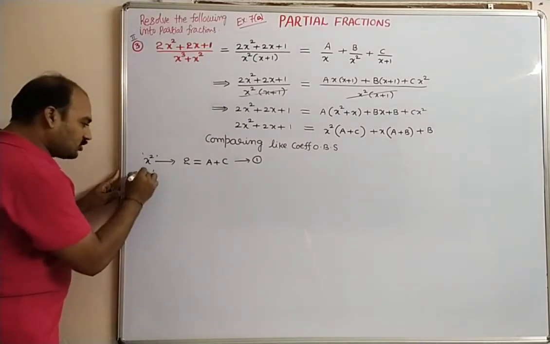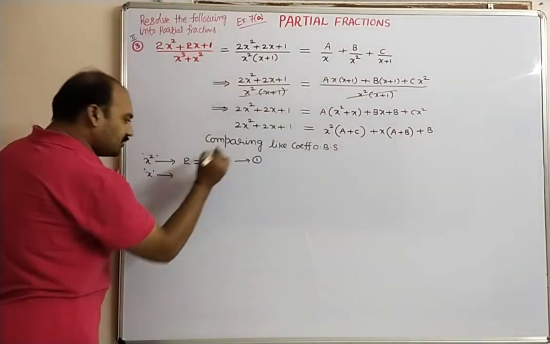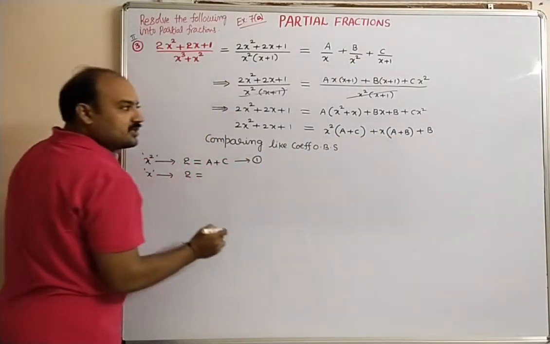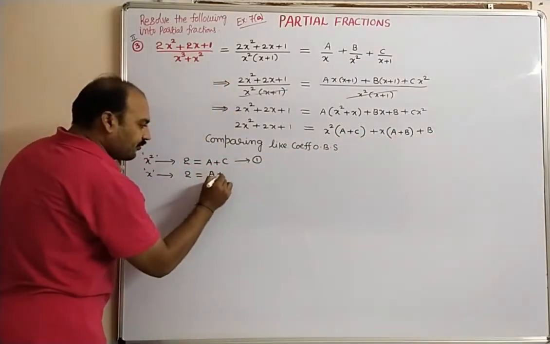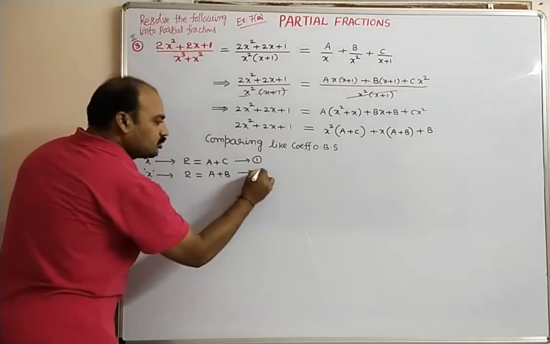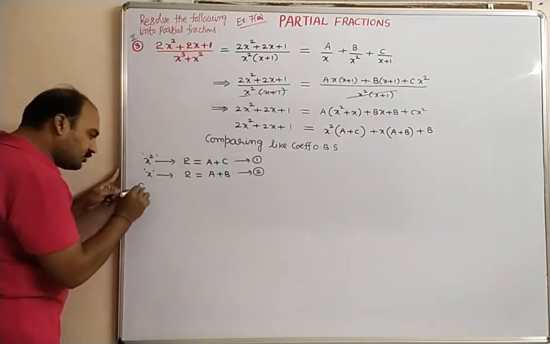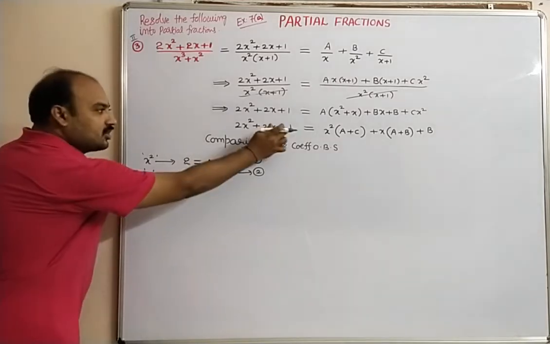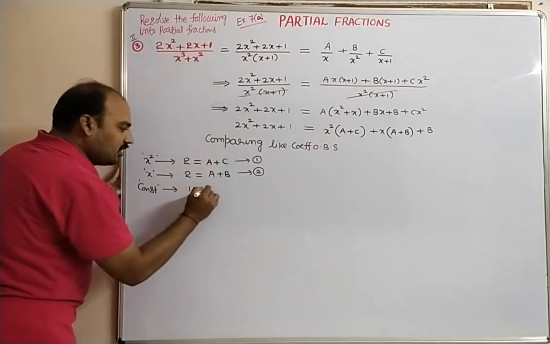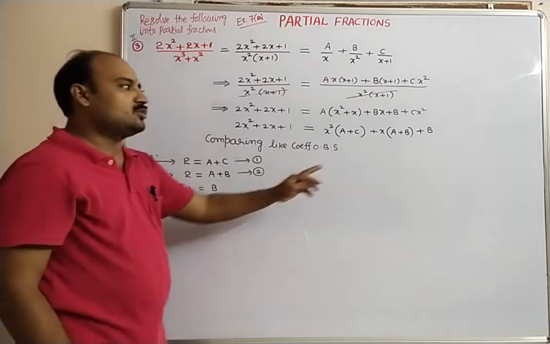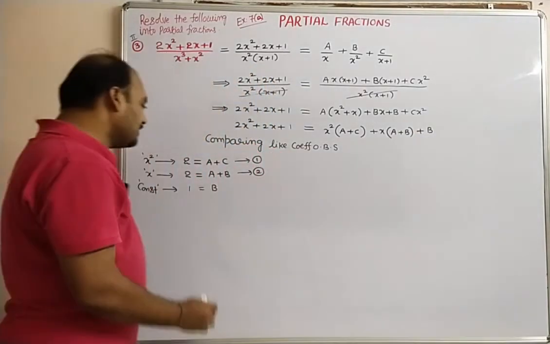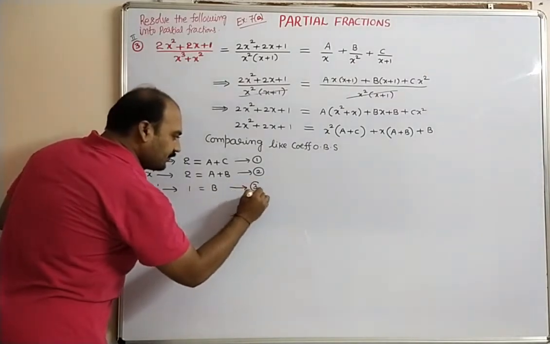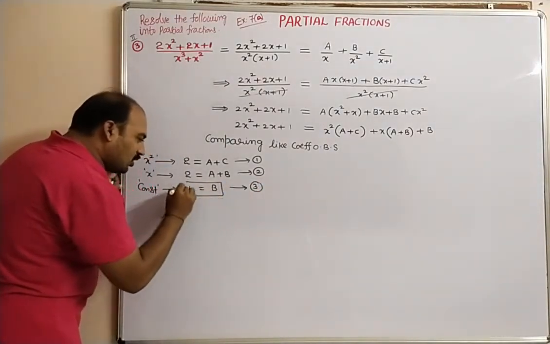Now comparing x coefficients on both sides. Here the x coefficient is 2, which is equal to a plus b. Equation number 2. Next, you have to compare the constant terms on both sides. Here the constant term is 1. On this side it is only b. Therefore, b is equal to 1. Put that as equation number 3. So, b is equal to 1.